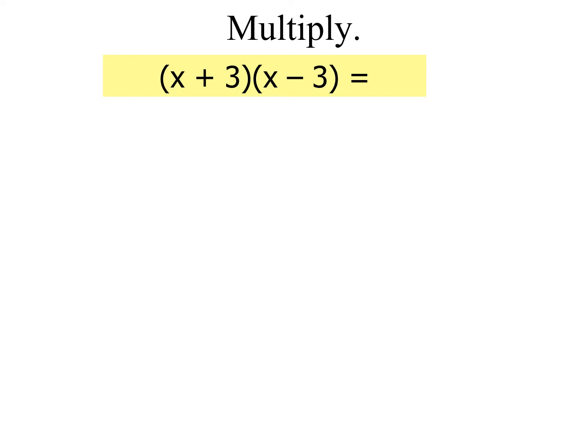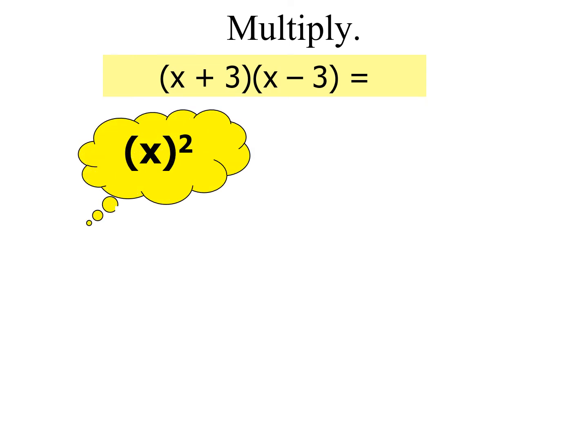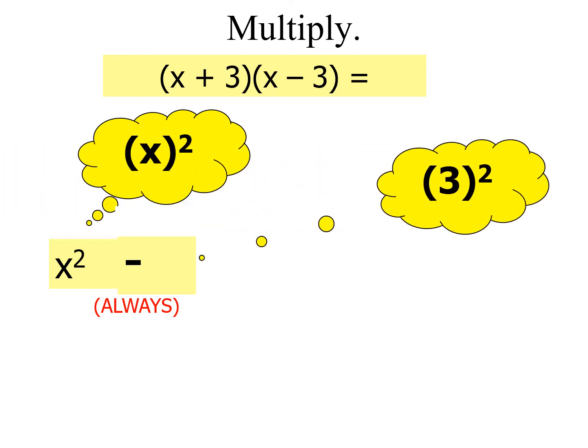Next example, we have here the quantity of x plus 3 times the quantity of x minus 3. In this case, our first term is x and our second term is 3. So we square our first term first, no, x squared, and then we put minus. It's always minus. I like to emphasize that. And then we square our second term, which is 3. So 3 squared is 9. So the final answer for this problem is x squared minus 9. The expression x squared minus 9.